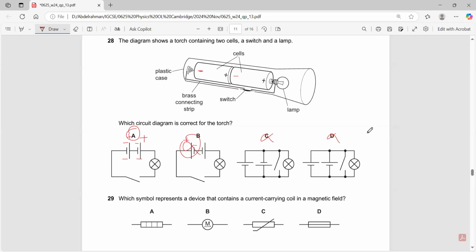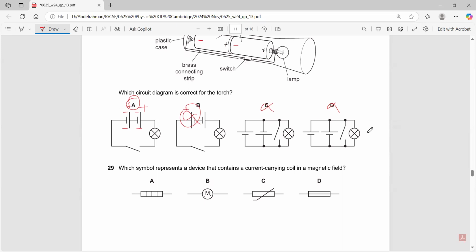Which symbol represents the device that contains a current carrying coil in a magnetic field? What is D? D is a fuse. It doesn't have a current carrying coil. What is C? C is a thermistor. It doesn't have a current carrying coil. What is B? It's a motor.